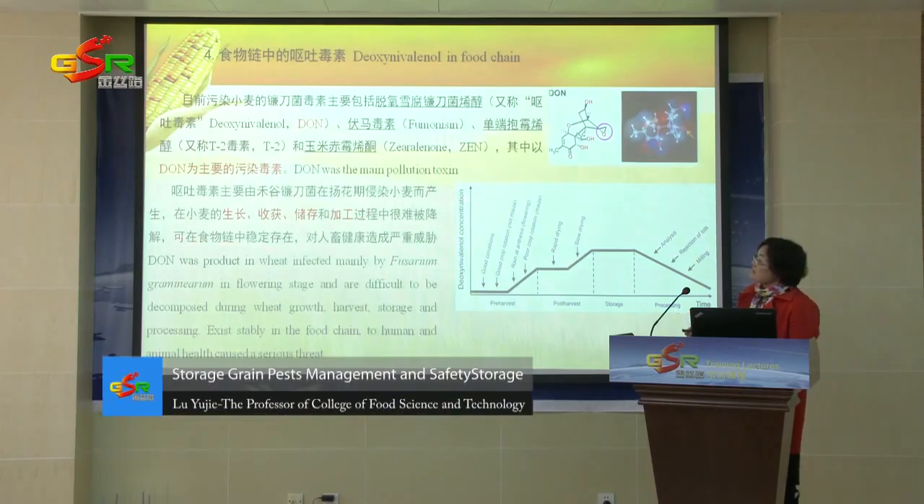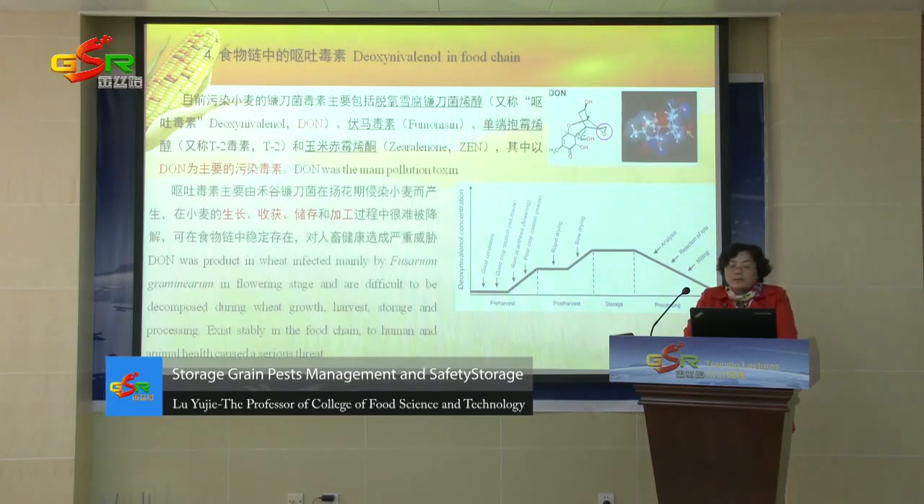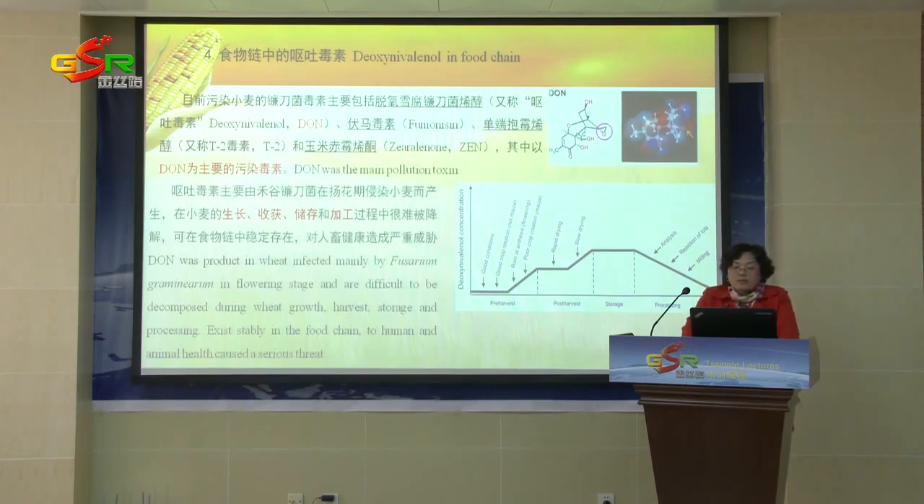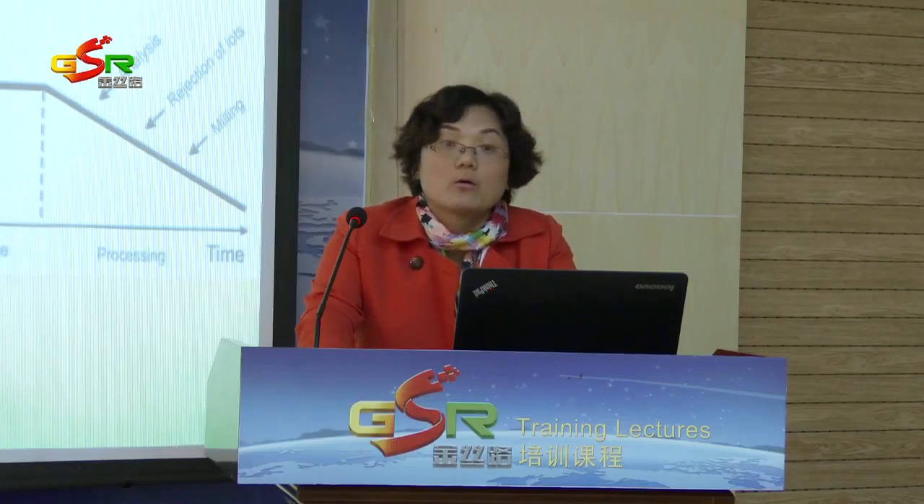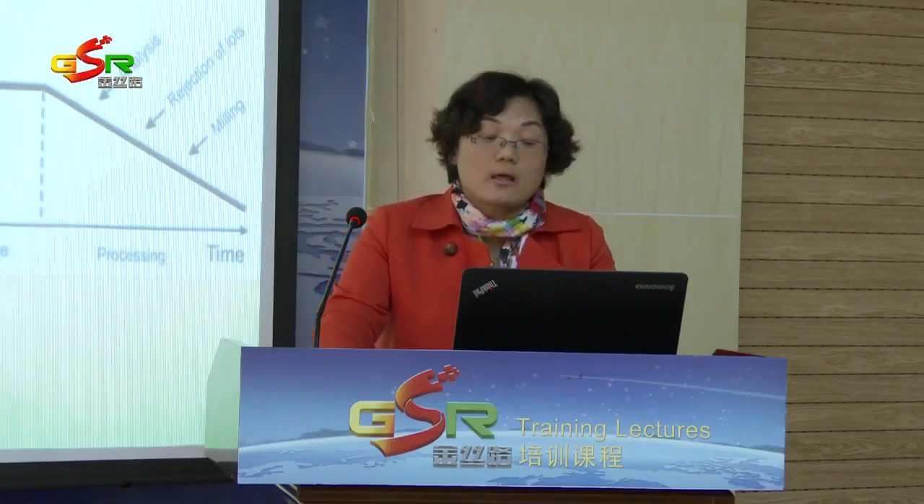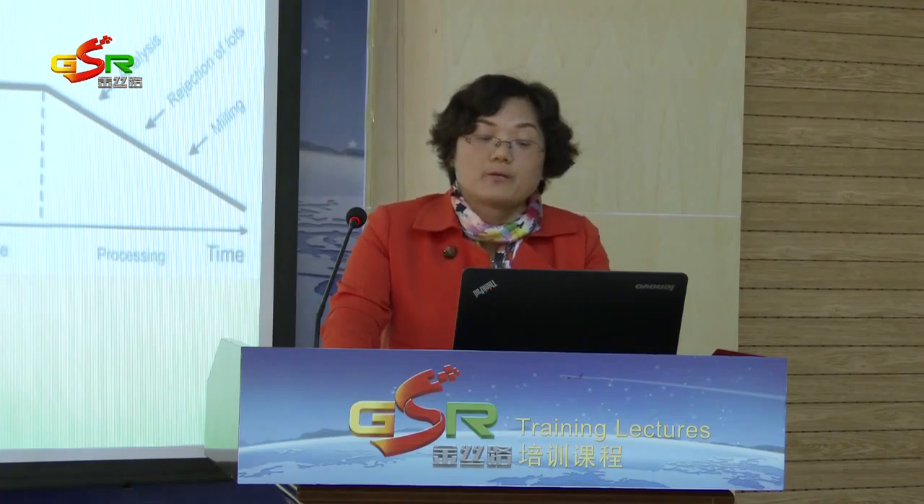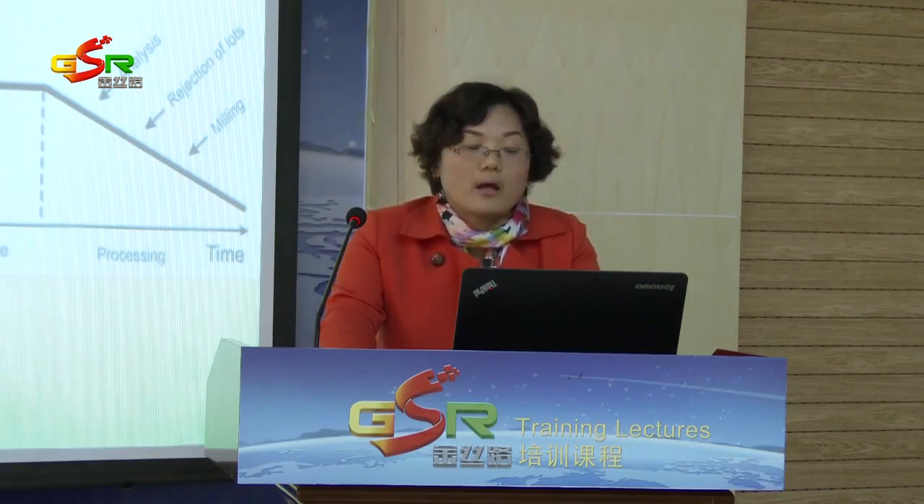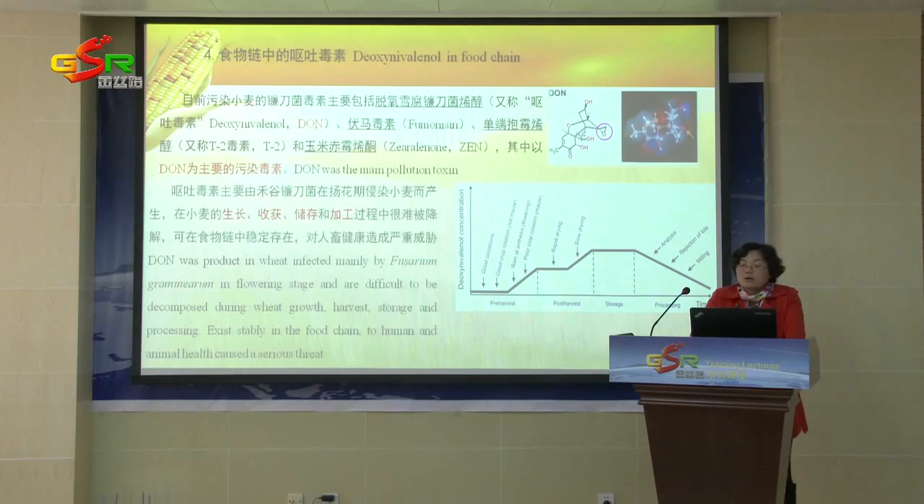Why is DON produced? In wheat infected mainly by Fusarium graminearum at the flower stage, but it is very difficult to be decomposed. There are wheat grains, harvest, storage, and processing. So it exists in the food chains, and is called a serious problem for human and animal health.